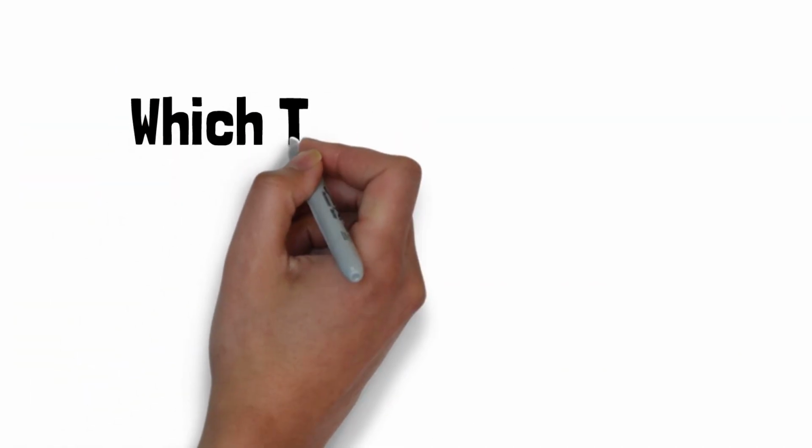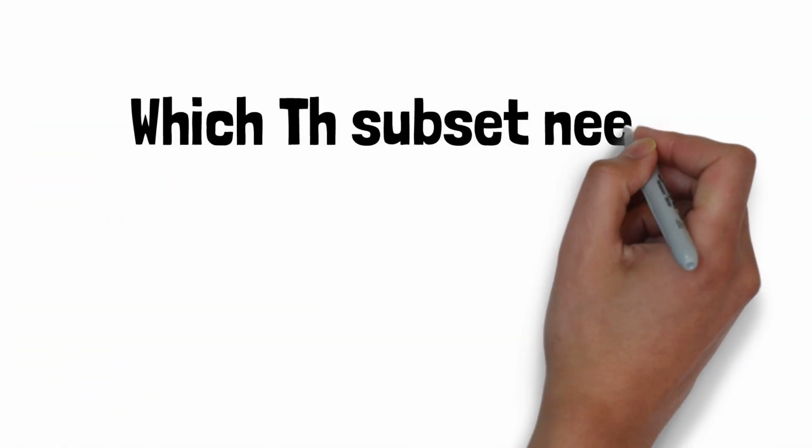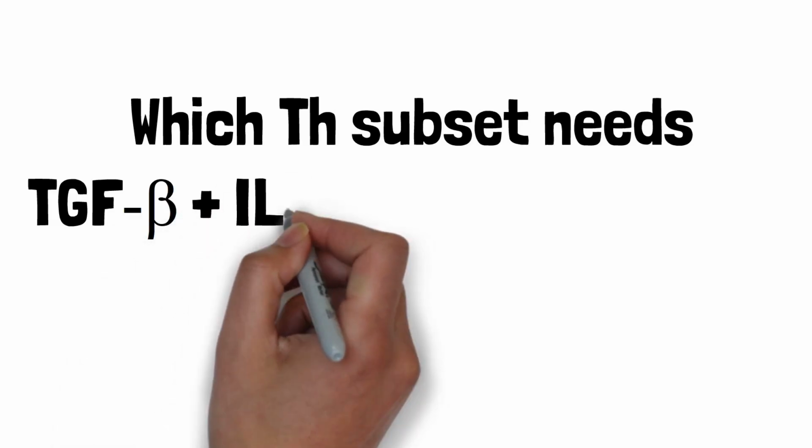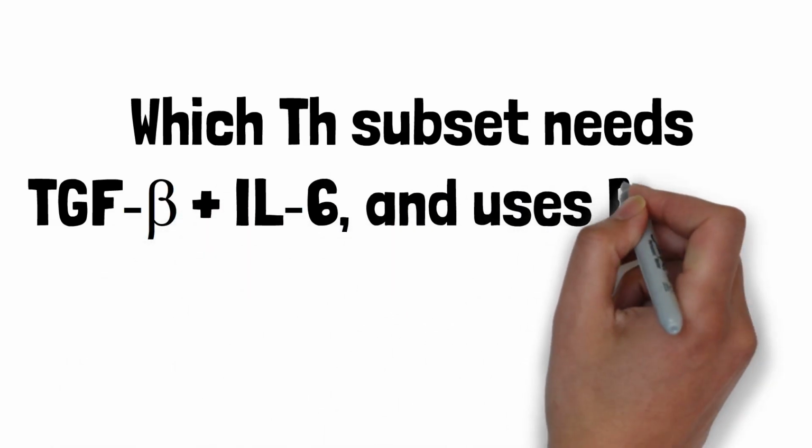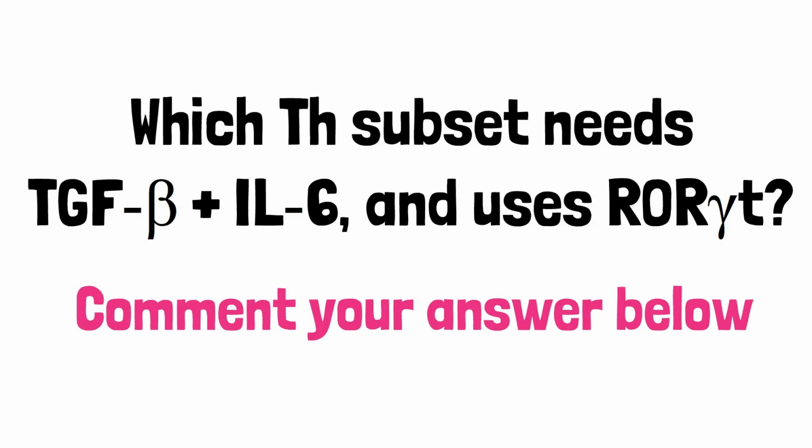Quick check before we move on. Which Th subset is induced by TGF-beta together with IL-6 and runs on the transcription factor RORγT? Drop your answer in the comments, then keep watching to see if you got it.